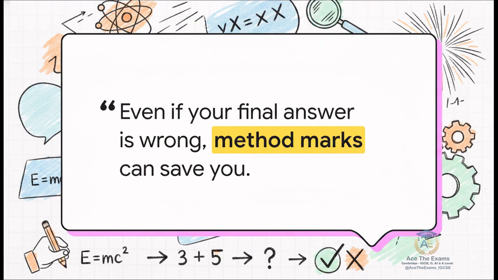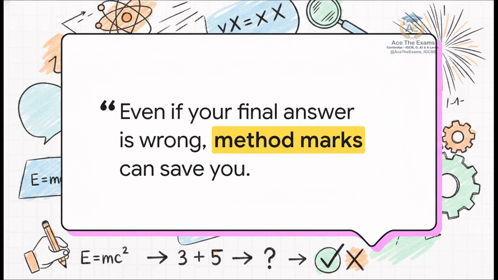Okay, I need you to listen very closely to this critical alert directly from the principal examiner reports. Quote, students lose marks by not showing working. Even if your final answer is wrong, method marks can save you. End quote. We call this the method mark strategy, and it is arguably the single most important takeaway from this entire explainer. In Cambridge physics, your process is literally just as important as your final answer.